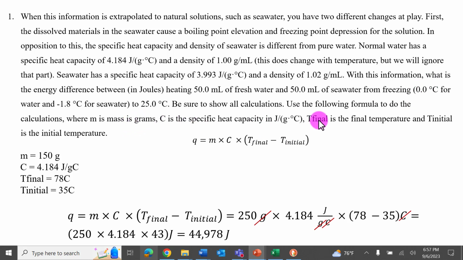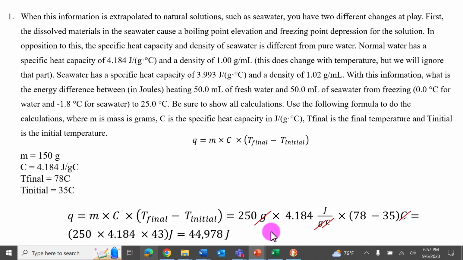For seawater, you're going from minus 1.8 to 25. So this is going to be 25 minus a minus 1.8, which becomes 25 plus 1.8, because a minus and a minus make a plus.